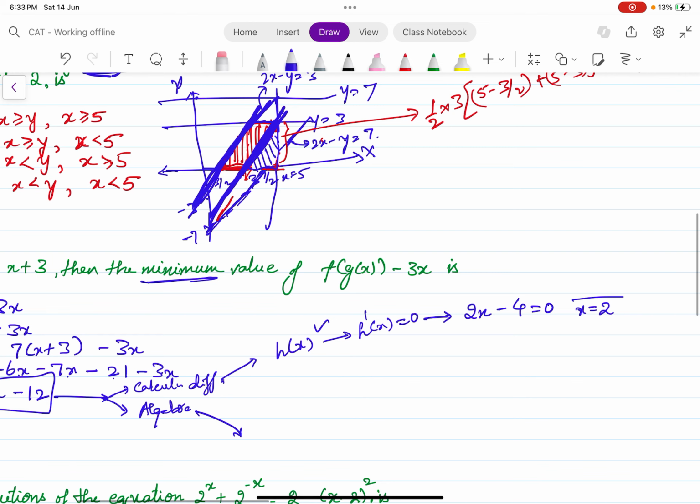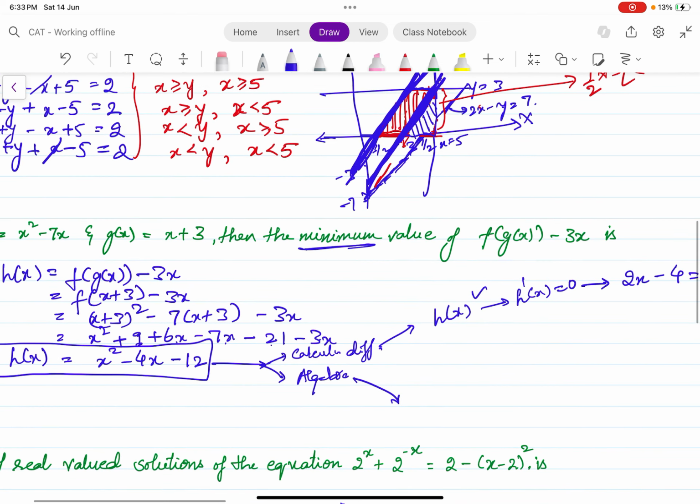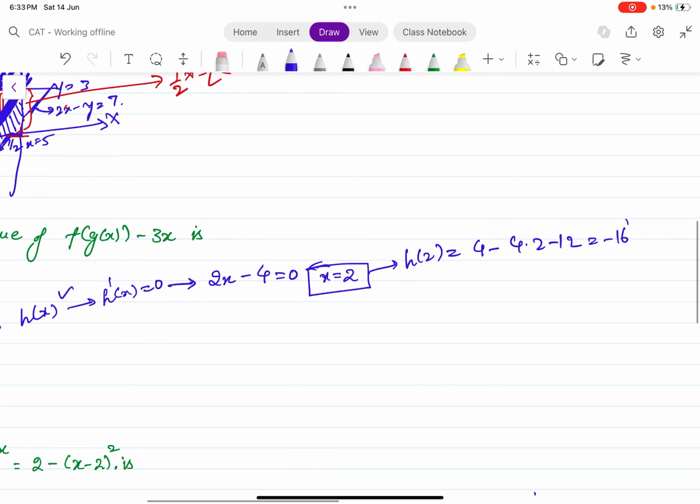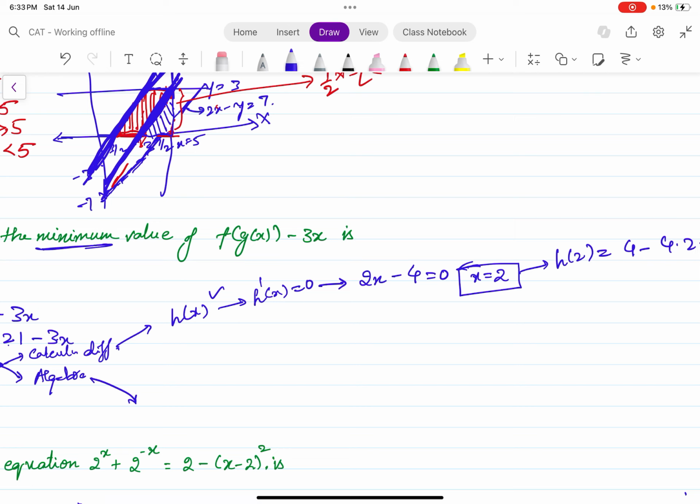This is where the minimum is at, or maximum. But obviously this is the minimum because the maximum value is infinity for this particular equation. So at x equal to 2, what is h of x? H of 2 is 4 minus 4 into 2 minus 12, which gives you minus 16. This is the minimum value of this function. So this is using differentiation.